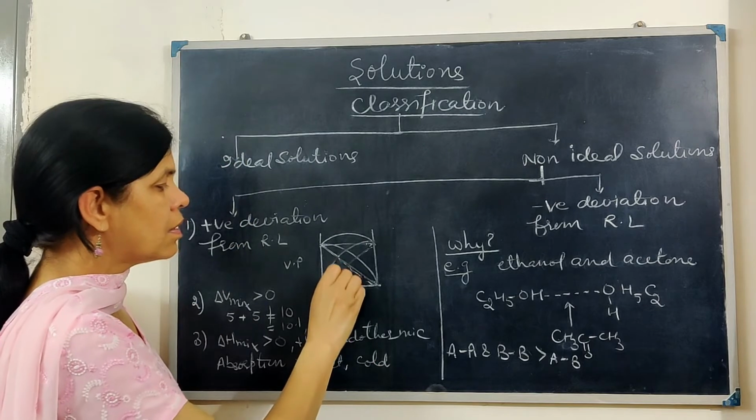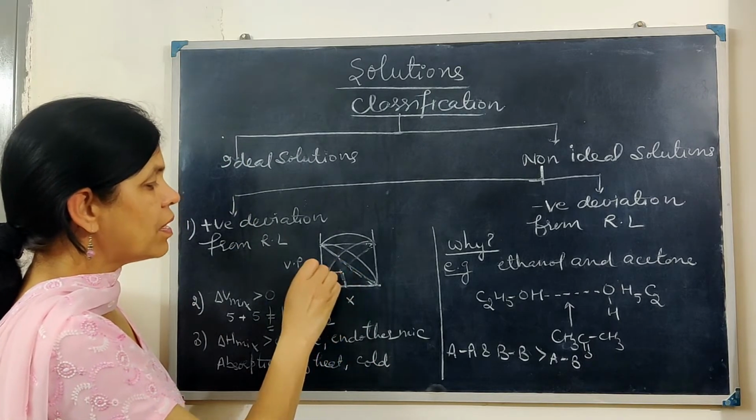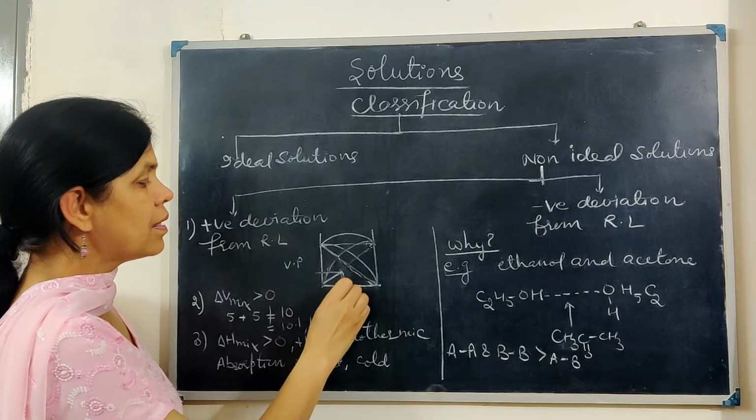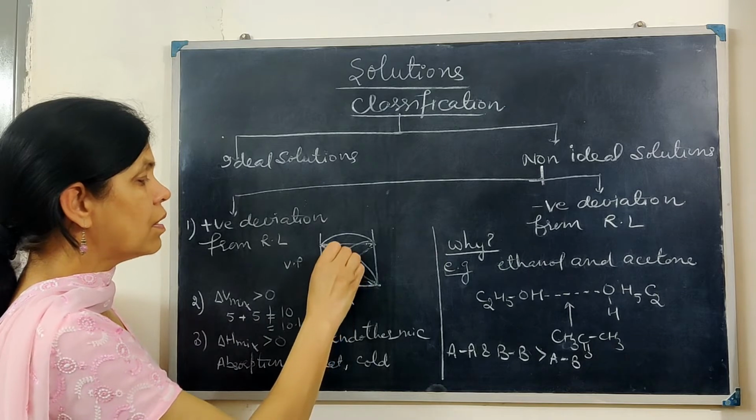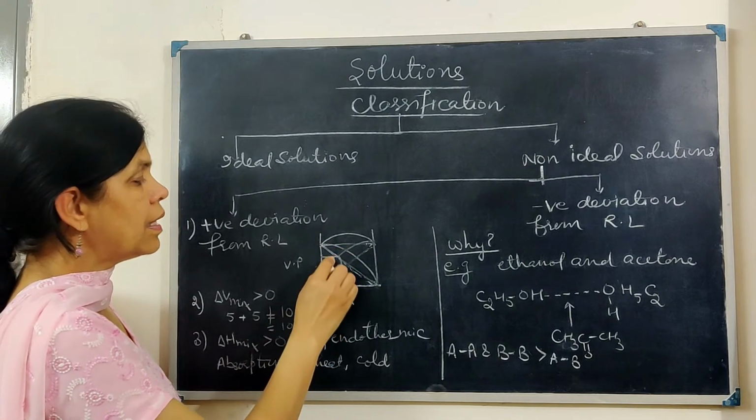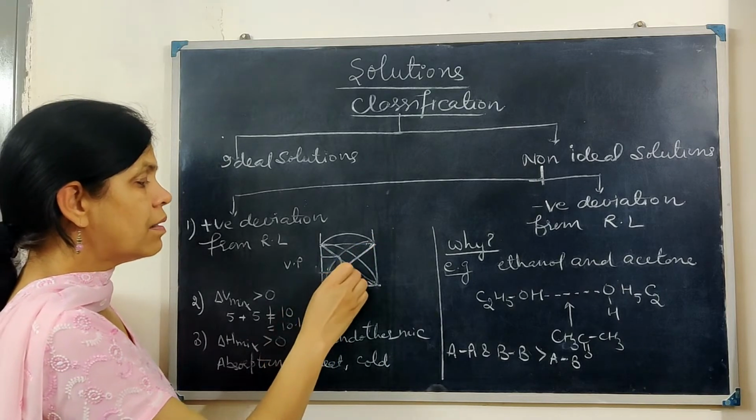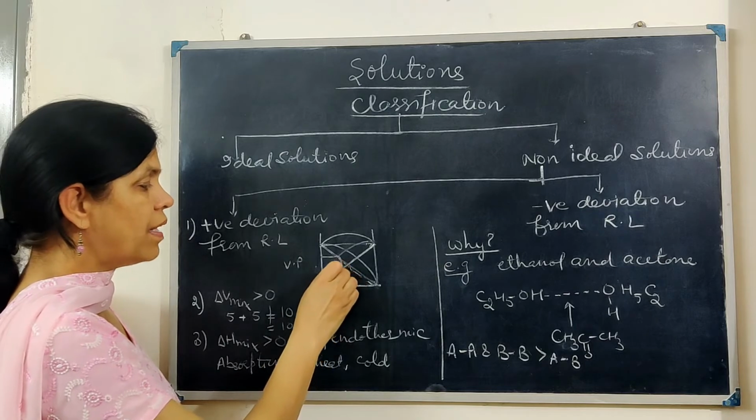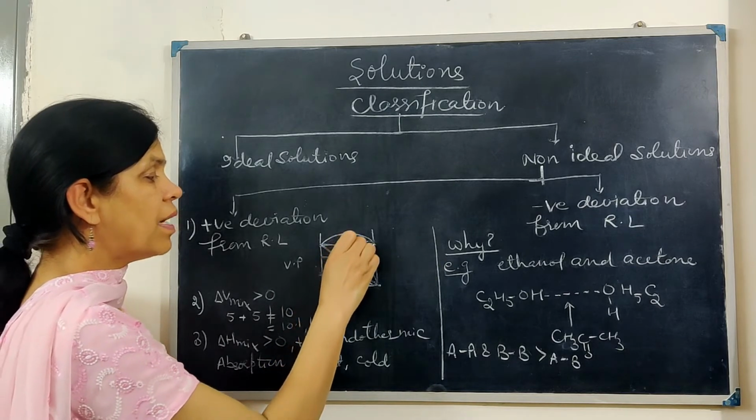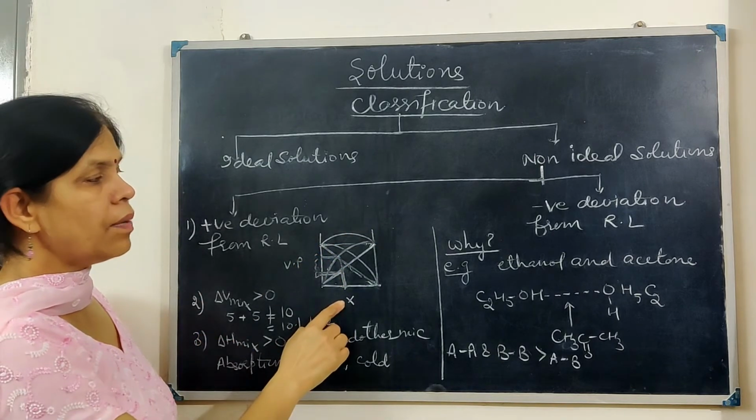At this mole fraction, the expected vapor pressure is this one, but at the same mole fraction, vapor pressure comes out to be this. So there is increase in the vapor pressure. Expected is this one, and at this mole fraction, expected vapor pressure is this, but it is coming out to be this due to this parabolic graph. So there is increase in vapor pressure at the same mole fraction.